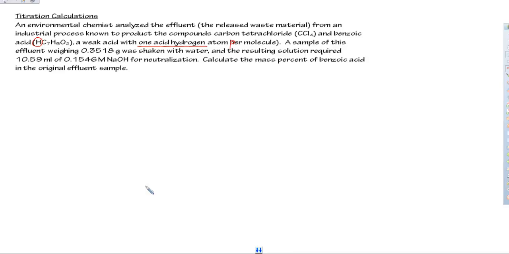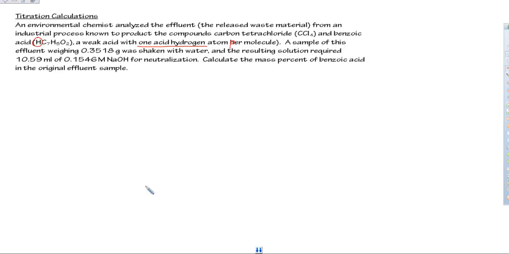Okay, and so we know the amount of sodium hydroxide required to neutralize the acid in that mixture. The sodium hydroxide is not going to react with the carbon tetrachloride, but it would neutralize that benzoic acid. So we can use this information to figure out how much benzoic acid was in that original mixture, and then we can calculate the percent benzoic acid in the original mixture. So let's start with the known solution.